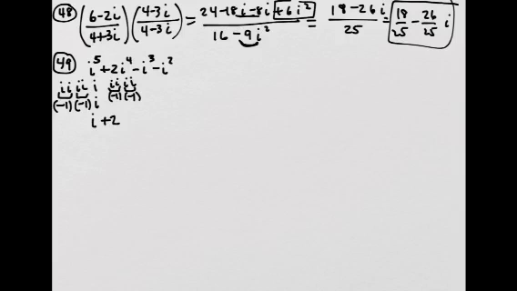i cubed we know is negative i. And then there's a negative in front of it, so that's plus i. And then i squared is negative 1, and then there's a negative in front of it, so that's going to be plus 1. So the real part is 2 plus 1. The imaginary part is i plus i, and there's the answer.